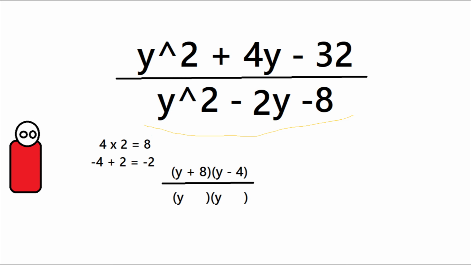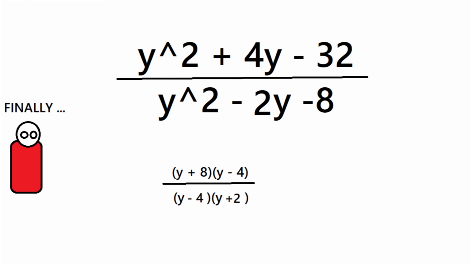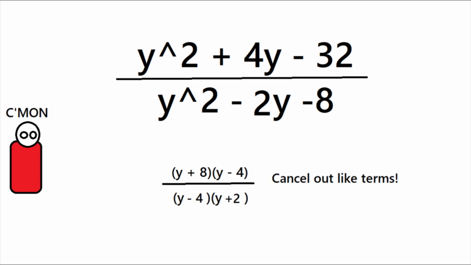So we have to combine 4 and 2 and see if it will get us the coefficient of negative 2y, which is negative 2. And if we add the negative 2 and 4, we'll get negative 2. So we add these to our y's and we use FOIL, and we get the same expression. So there. But we still have to cancel out the like terms.